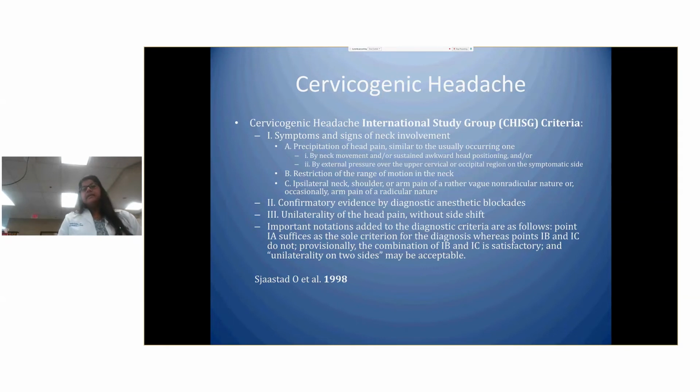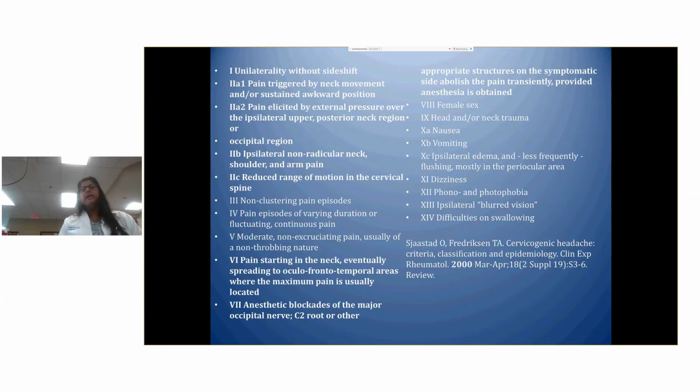Now the next slide is the updated criteria, and I've kind of highlighted the similarities between the updated and the 1990 criteria. Again, the unilaterality without side shift is important for the headache symptoms. Pain triggered by neck movement, sustained in an awkward position, pain elicited by external pressure again over the ipsilateral posterior neck region or occipital region, ipsilateral non-radicular neck, shoulder, and arm pain, reduced cervical range of motion.